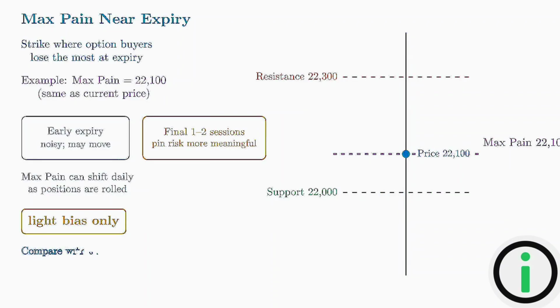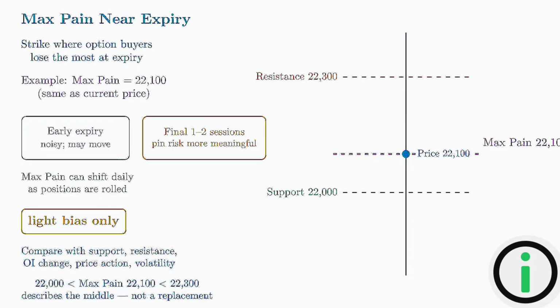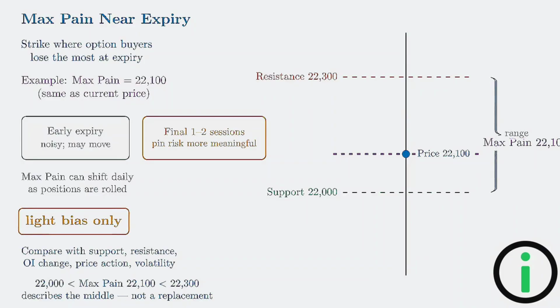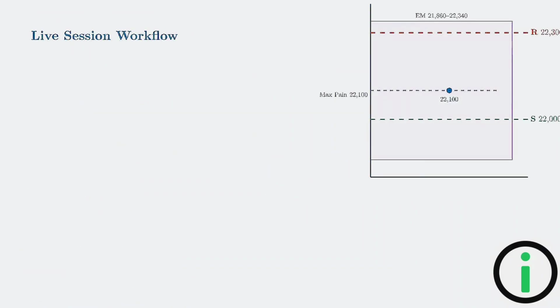Compare it with support, resistance, OI change, price action, and volatility. In this example, max pain at 22,100 lies between support at 22,000 and resistance at 22,300. That placement can help describe the middle of the range, but it does not replace the range analysis. Here is a practical workflow for using the indicator during a live session.